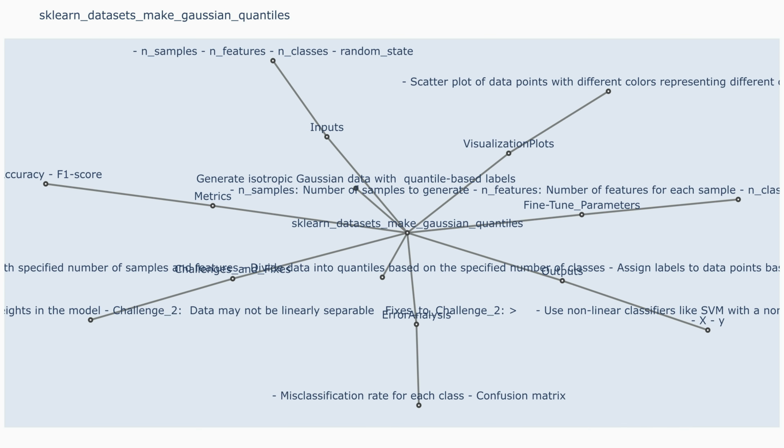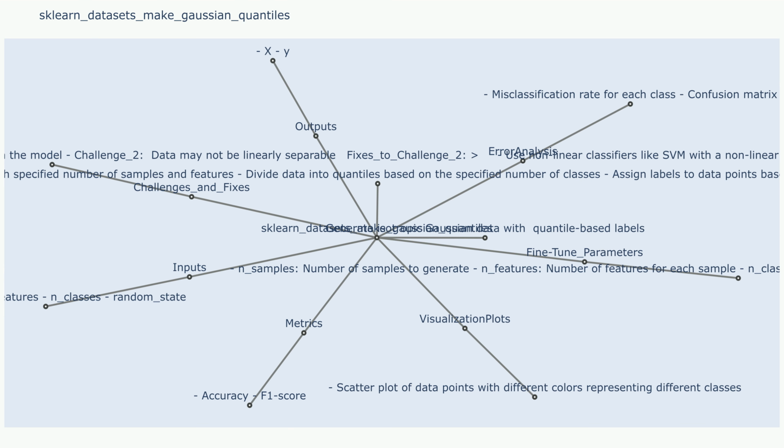sklearn.datasets.make_gaussian_quantiles. Description: this function generates a dataset with two classes, where the data is drawn from two multivariate Gaussian distributions with different means. The classes are separated by quantiles of a one-dimensional projection of the data.